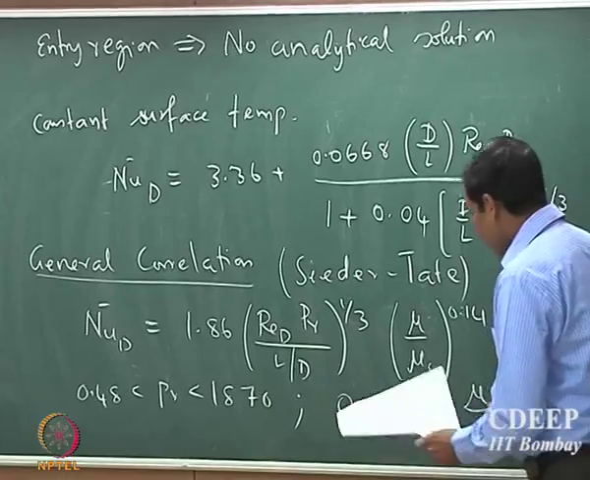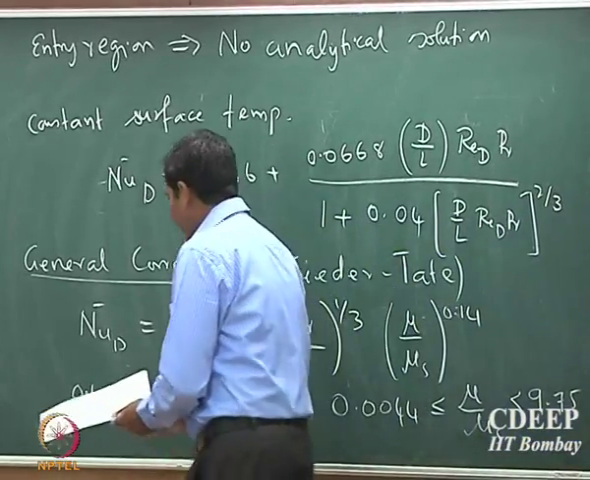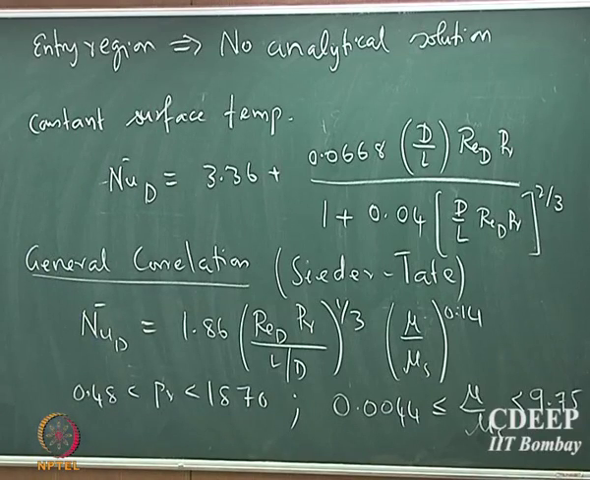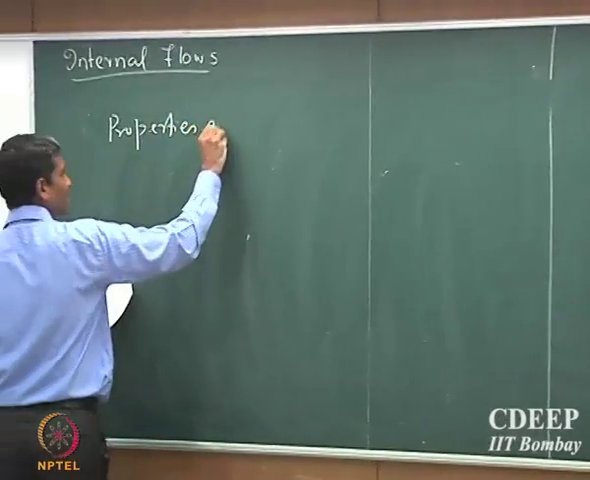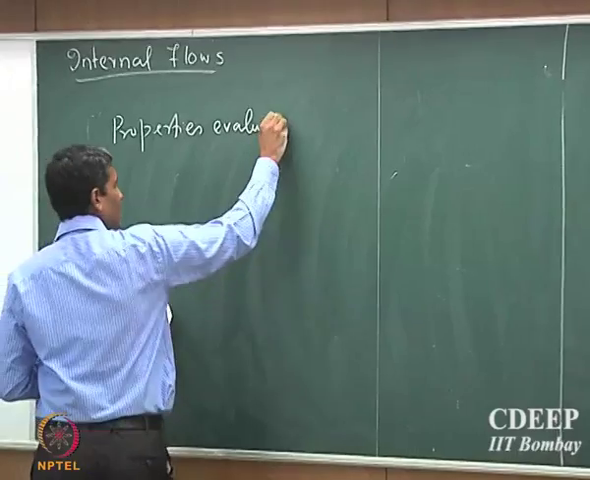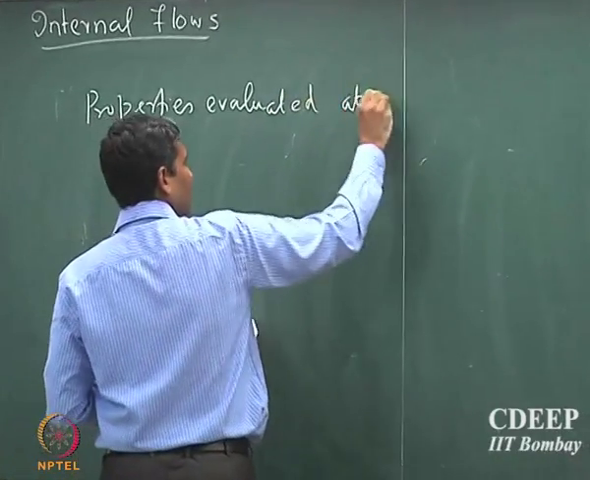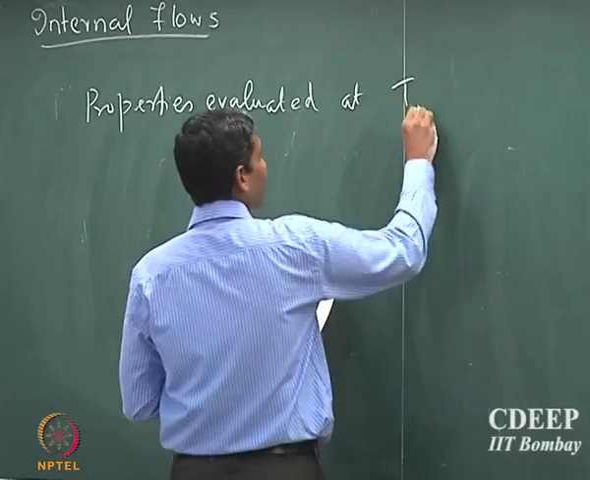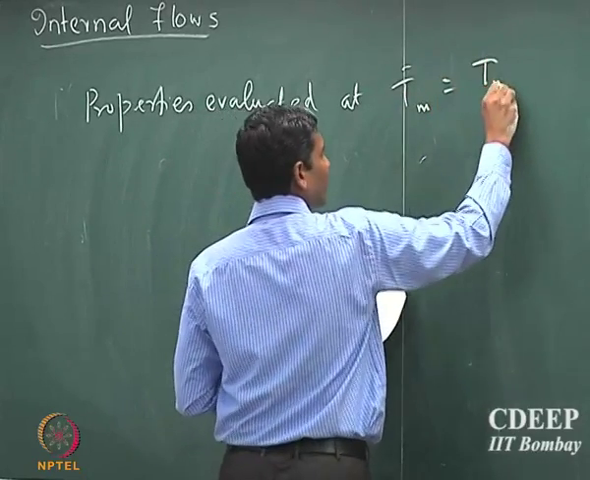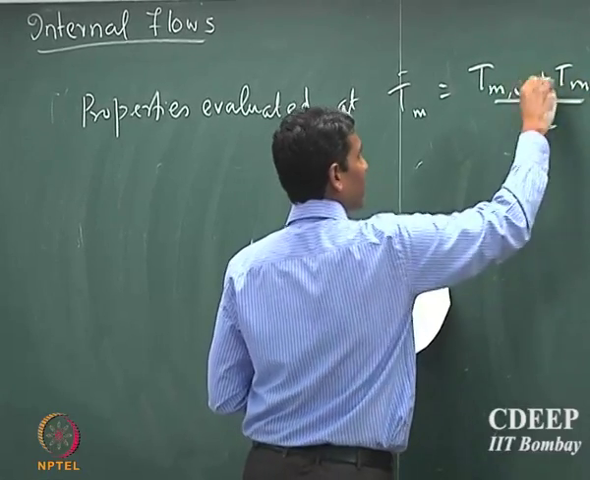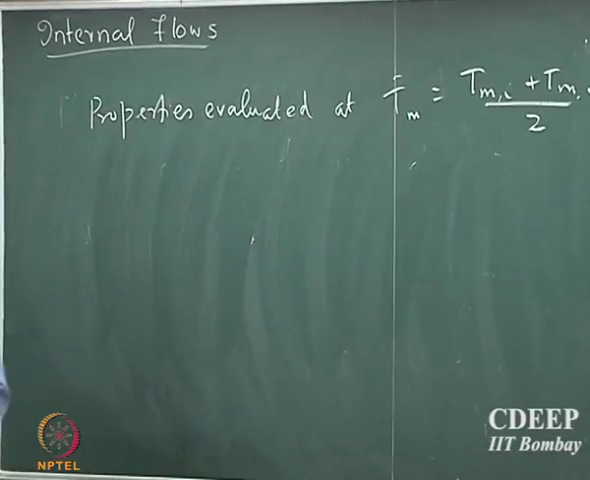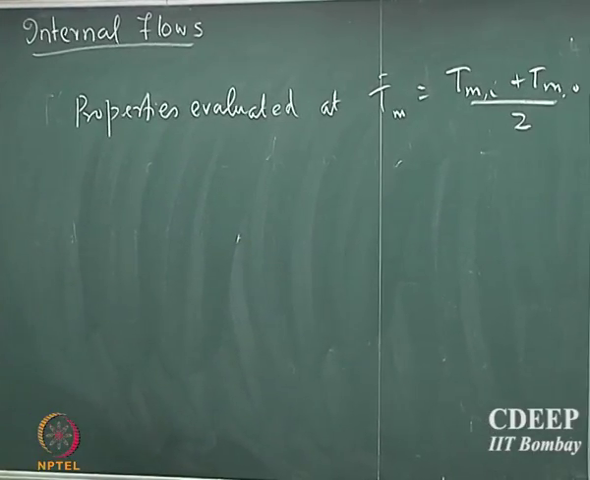Okay? So that's a pretty good equation, and so the properties are evaluated at mean temperature, which is TMI by 2 plus TMO by 2. So that's the mean temperature at the inlet and the outlet. Okay.